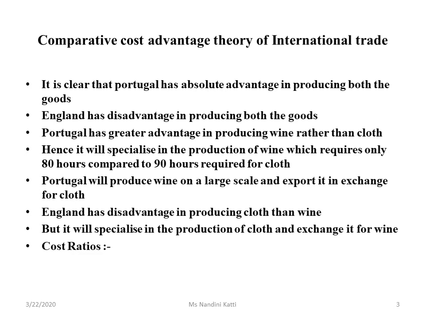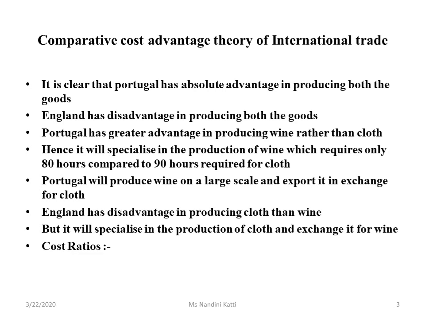It is clear that Portugal has absolute advantage in production of both the goods in comparison to England. Hence, Portugal will specialize in the production of wine, which requires only 80 hours as compared to 90 hours that are required for production of 1 unit of cloth. Portugal will decide to produce wine on a large scale and will export it in exchange for cloth from England.